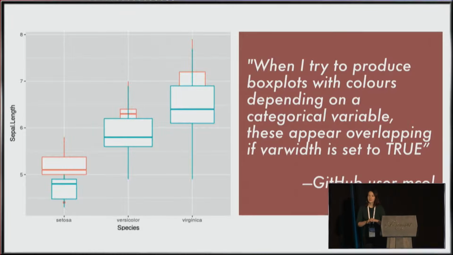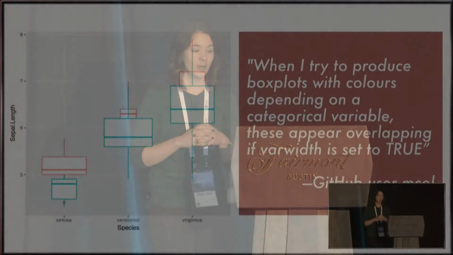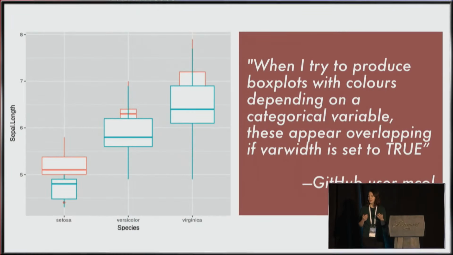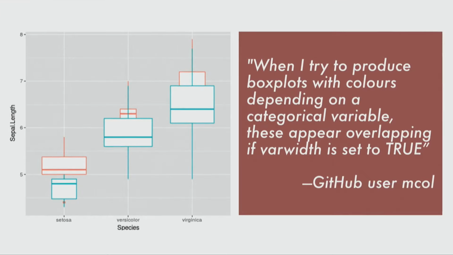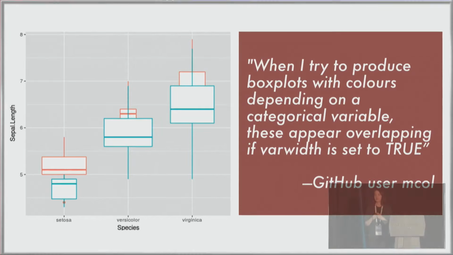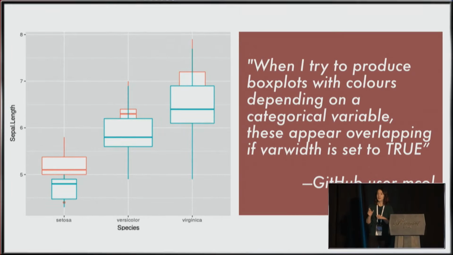So a while back, someone opened this issue on the GitHub repo for ggplot2. They said, when I try to produce colors, or boxplots with colors depending on a categorical variable, these appear overlapping if varwidth is set to true. So if you're not familiar with boxplots in ggplot, varwidth is an option that lets the boxes vary in width depending on the number of points they represent, which can be really useful if you have very imbalanced classes in your data that you want to represent, that some of these boxes are representing fewer points than others.